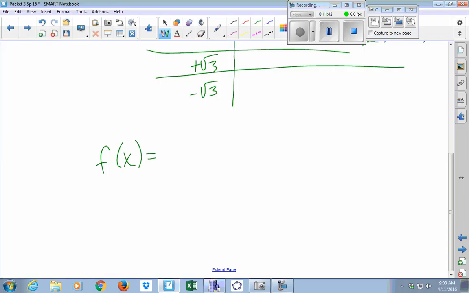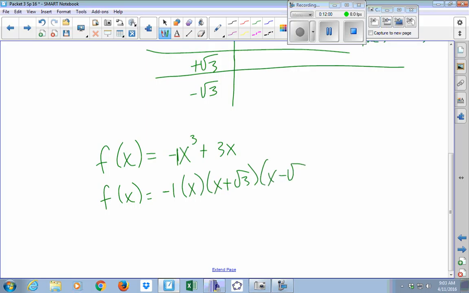F of x equals negative x cubed plus 3x. To put this in factored form, the negative 1 comes out because that's your leading coefficient, and you would have x times x plus square root of 3 times x minus square root of 3. Notice all of these have exponent 1. When your polynomial is in factored form, to get the degree, you add up all of the exponents, 1 plus 1 plus 1, and that matches the general form right there.